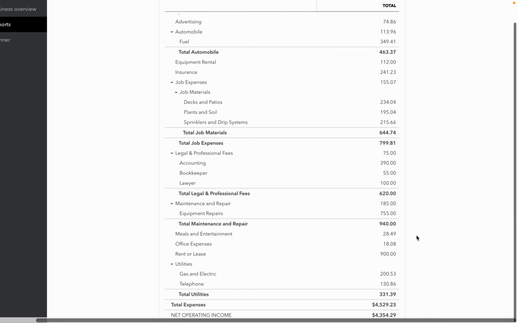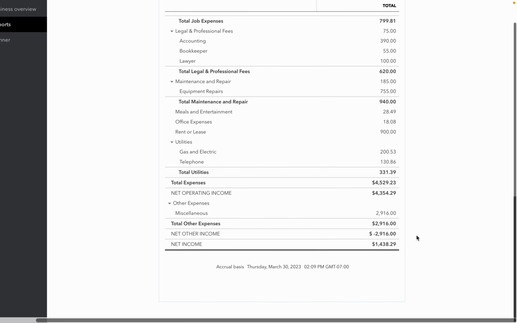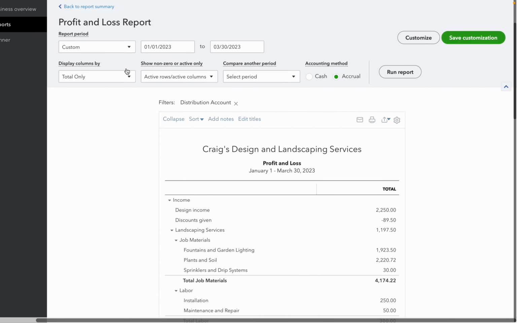So after we go through all of your operational expenses, you're either going to come out with a profit or a loss, which is going to be your net income, and that's going to show at this number at the very bottom down below.